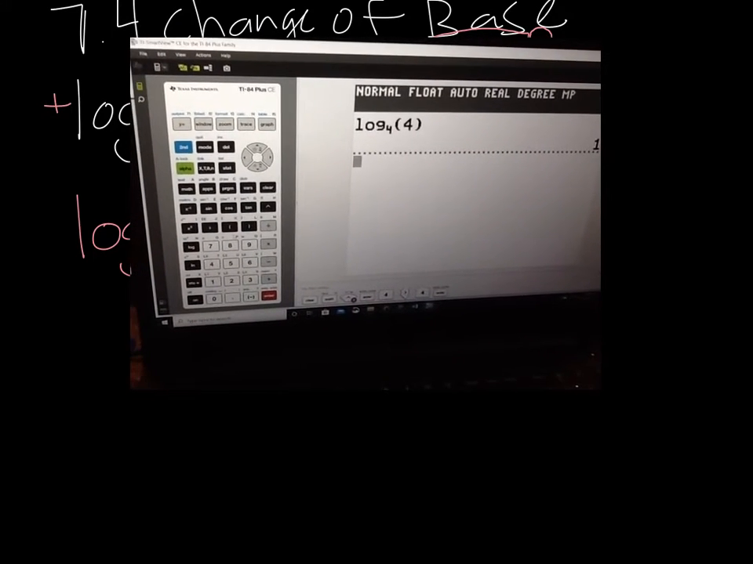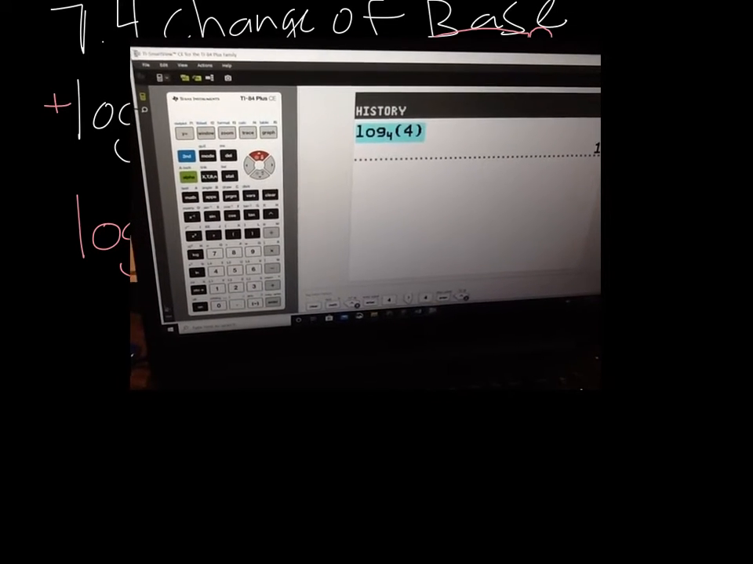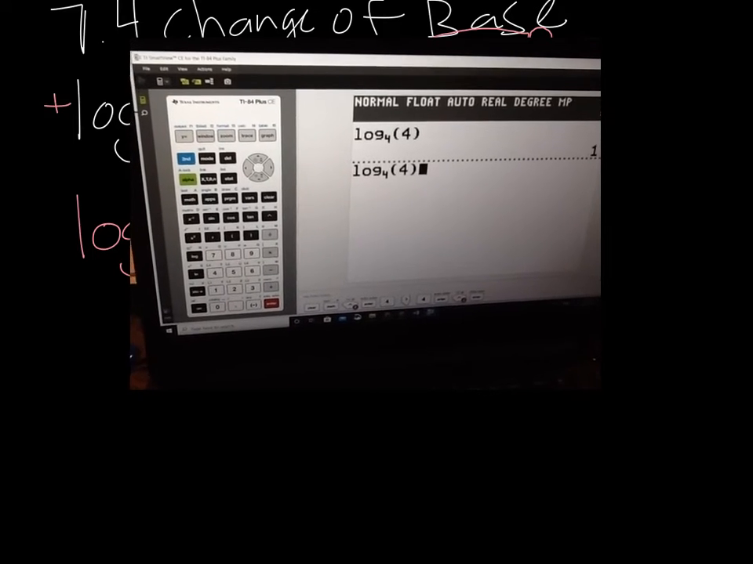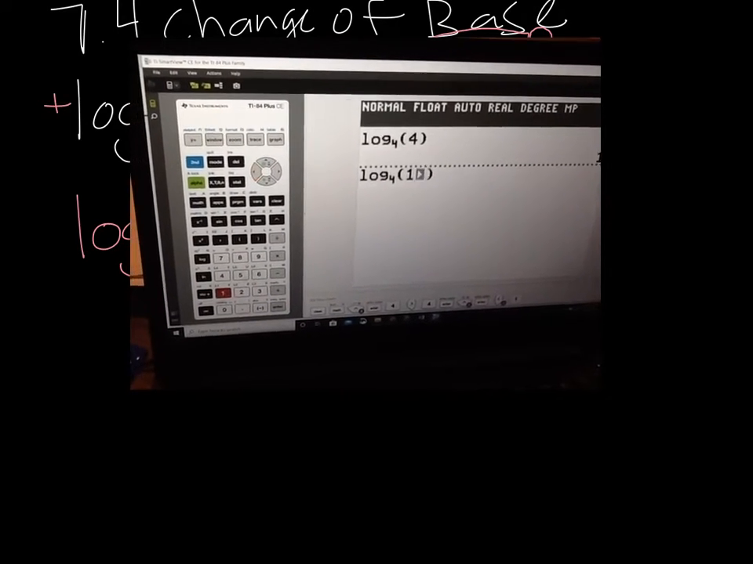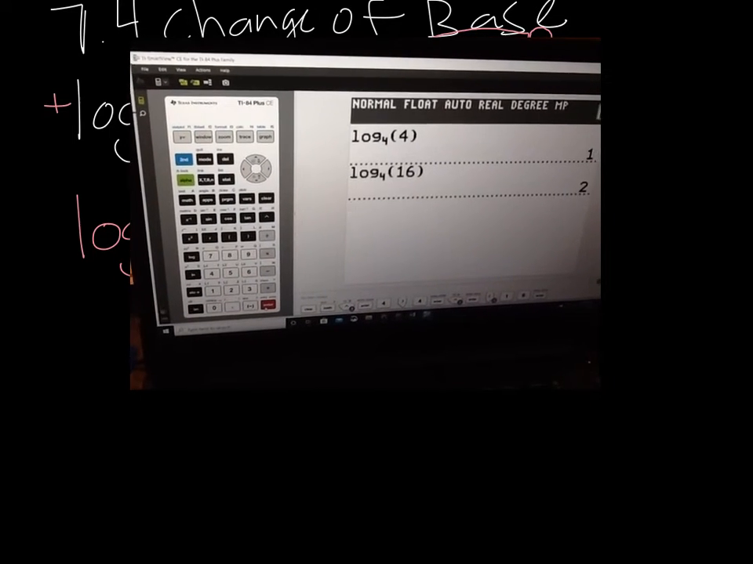Let's say if I had something else, just to let you know, once you type this in, you can arrow up and be like, hey, I'm going to reuse that. But you can also still go to math. Let's say if I took log base 4 of 16. Okay, I'm going to show you how to do this also if you don't have that log base number. So that would be 2.